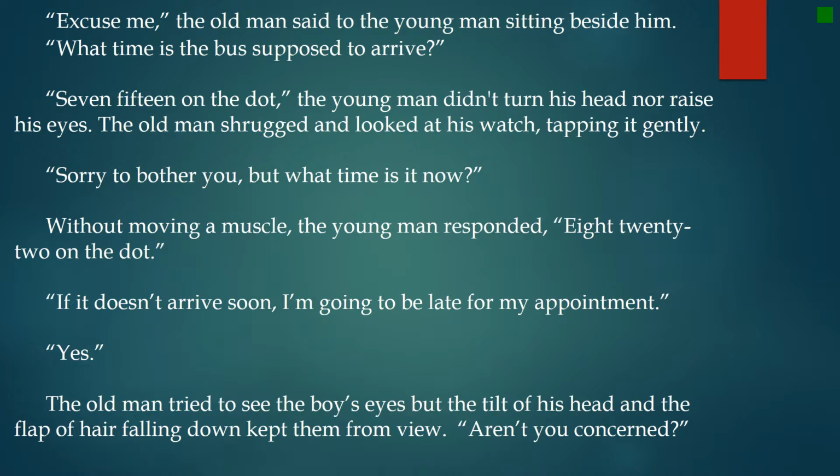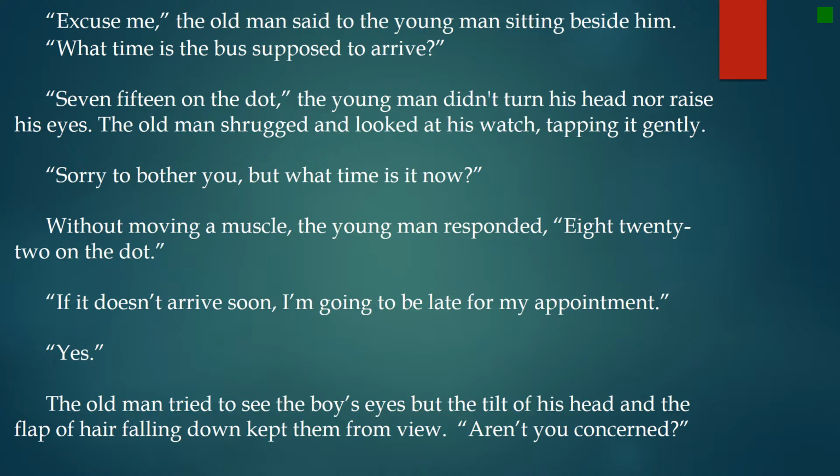You'll see that all of the punctuation marks, or most of the punctuation marks, are inside the quotation marks. So when it ends with a question mark and a quotation, the question mark goes inside. Also, if what's being spoken is at the end of the sentence, the period goes inside the quotation mark. You'll notice in the fourth paragraph, "without moving a muscle, the young man responded," then you have a comma, and then you'll have a capital because here is where the character begins to speak. So even though it's in the middle of the sentence, you do need to put a capital on what that character is saying.